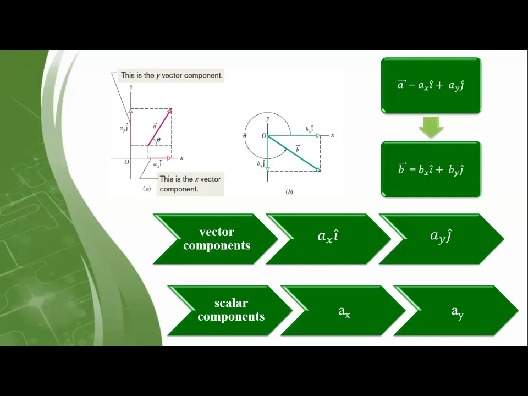These two equations are illustrated in a figure, and the quantities Ax i hat and Ay j hat are vectors called the vector components of vector A. The quantities Ax and Ay are scalars called the scalar components of vector A, or simply its components.